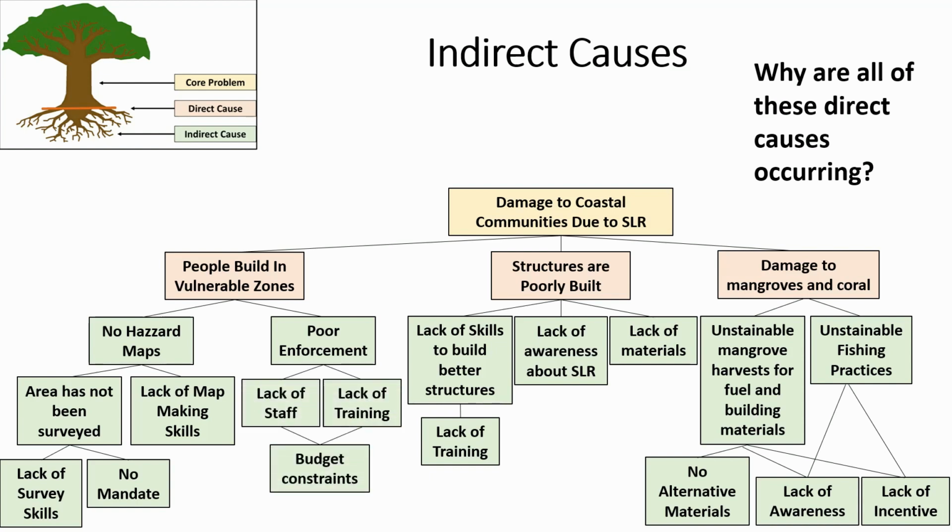And let's look at poor enforcement. Maybe in the enforcement agency there's a lack of staff, there's a lack of training, there's budget constraints. So perhaps we can train the staff, right? That's something that we can do. But perhaps we can somehow come up with a mechanism whereby the agency is better funded. And that may be through issuing permits for using resources or things like that. There are lots of different ways to do that.